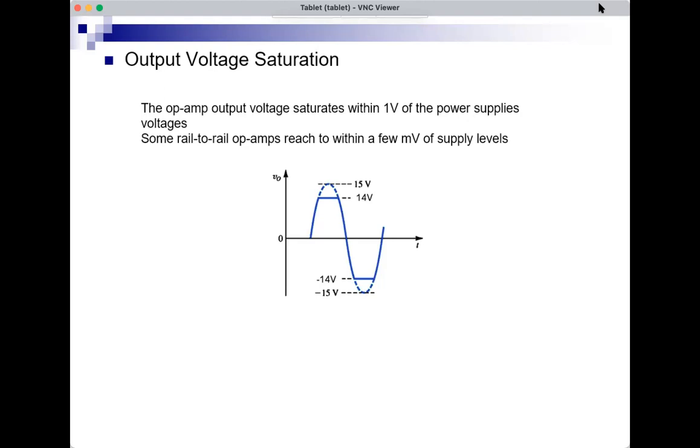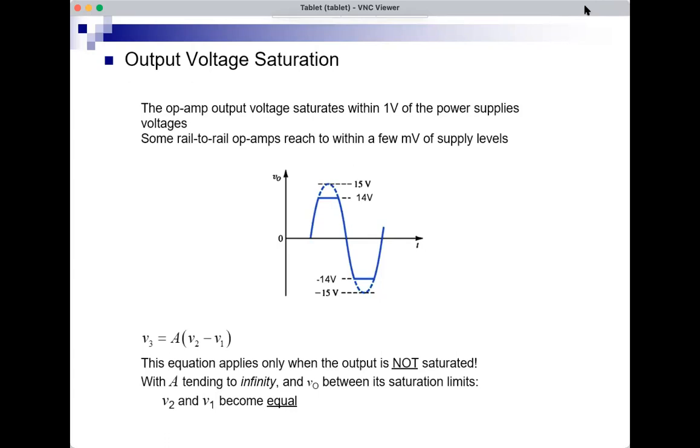So what does this mean? Why is this related to A being infinite? This is related because this equation, V3 is A times V2 minus V1, only applies if the voltage is not saturated. If the output voltage does not reach saturation, this equation applies. So this equation applies only when the output is not saturated.